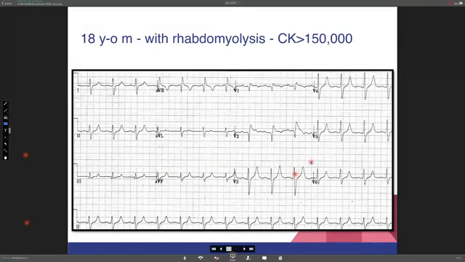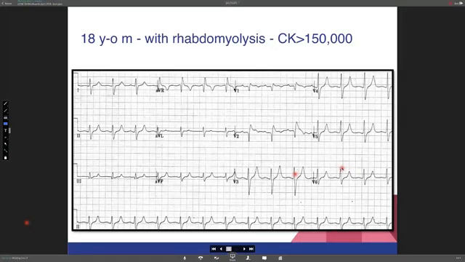Here you can tell there are subtle changes of hyperkalemia. You have the peaked T wave here, you have the peaked T wave here, but you can also see those broad P waves and the wider QRS complex. So putting them together, it raises suspicion about this degree of hyperkalemia.